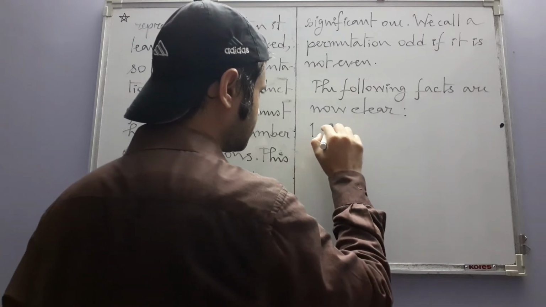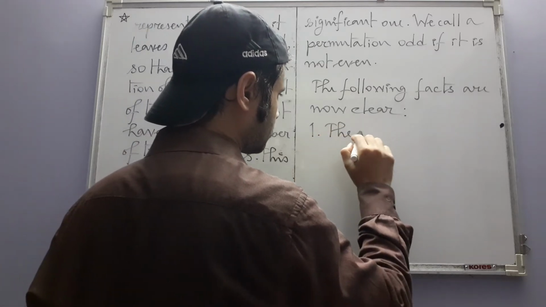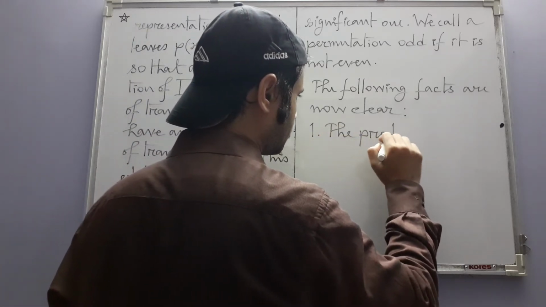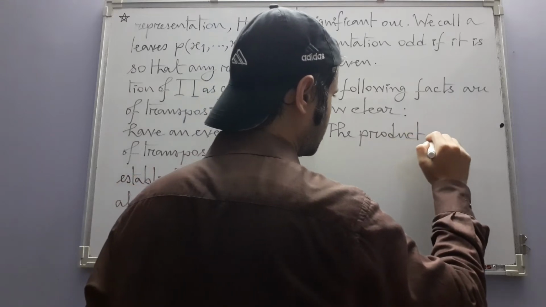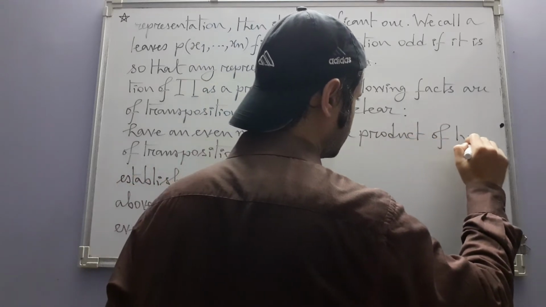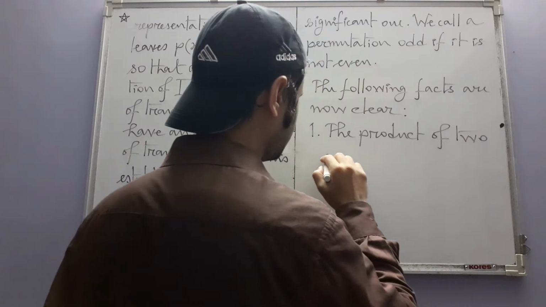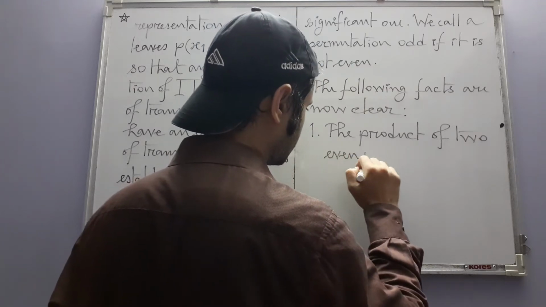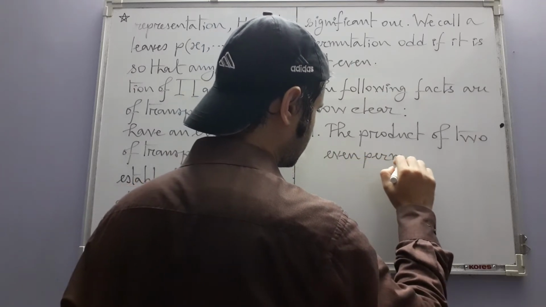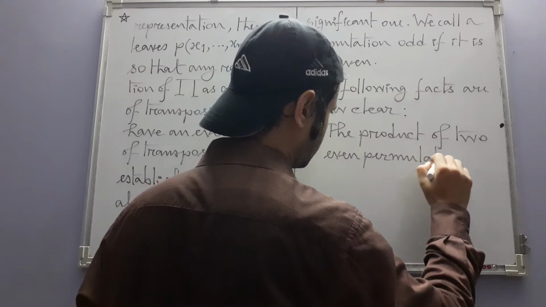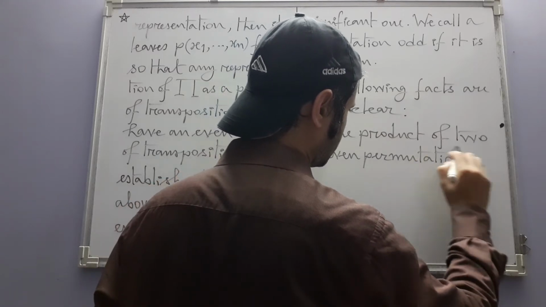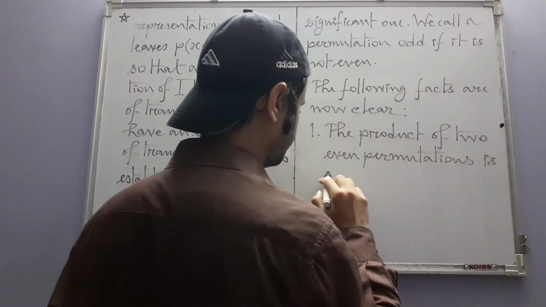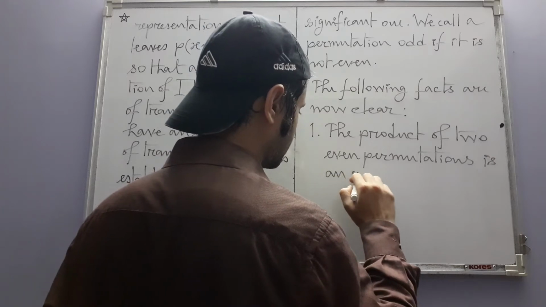Number one, the product of two even permutations is an even permutation again.